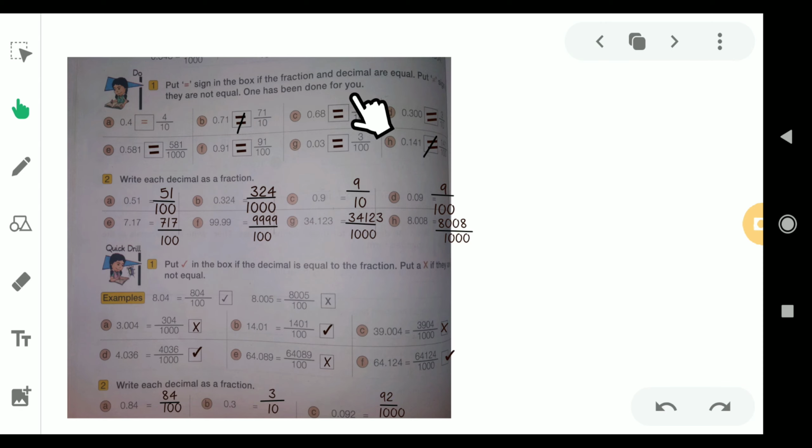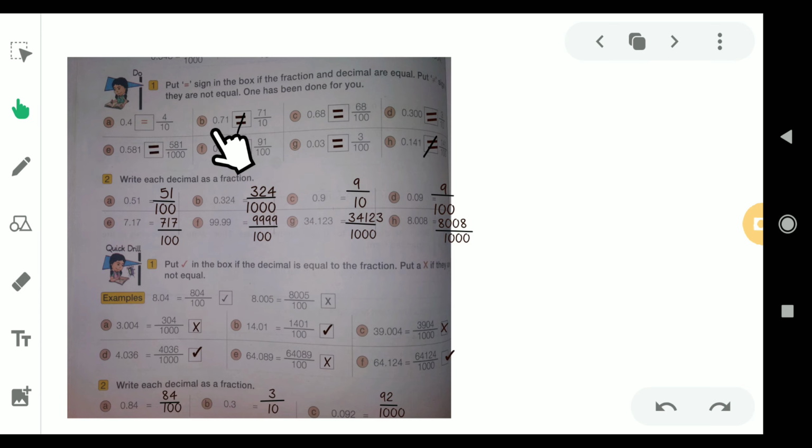So one has been done for you. Just look at this question. It is 0.4 and its fraction form is 4 divided by 10. See here, there is only one decimal place, so there is only one 0 in the denominator. That is why this fraction is exactly equal to this decimal number. That is why you must use this equal sign. If you found them unequal, you can use the unequal sign. Right now 4 by 10 and 0.4 are equal, so use the equal sign in the box.